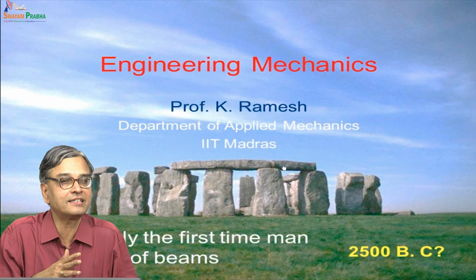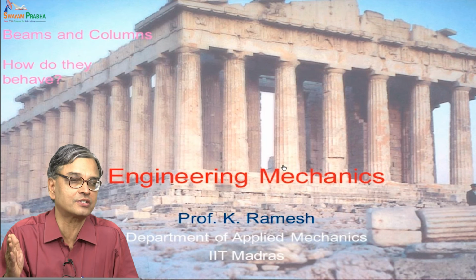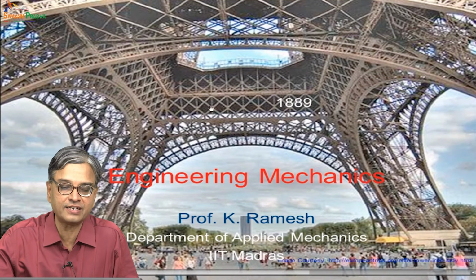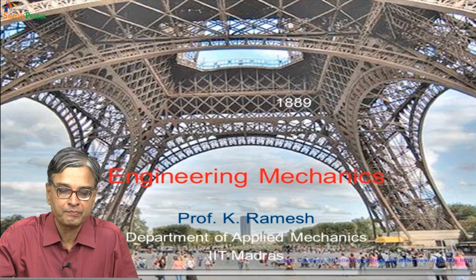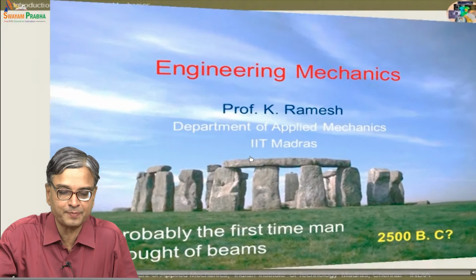And another aspect is you also find a change in the materials that they have used. You find steel is used in the Eiffel Tower, and in modern construction they have used concrete and also steel and a variety of other materials.